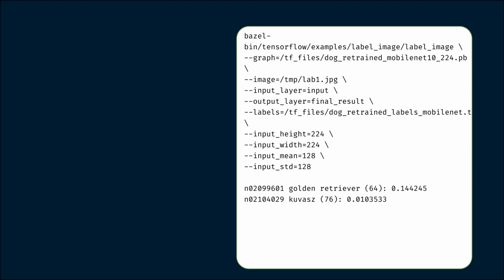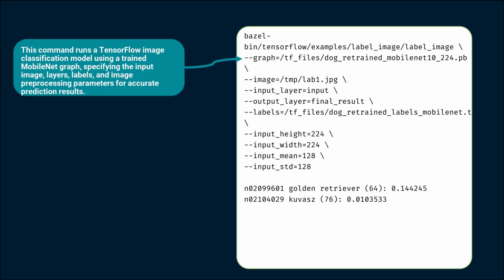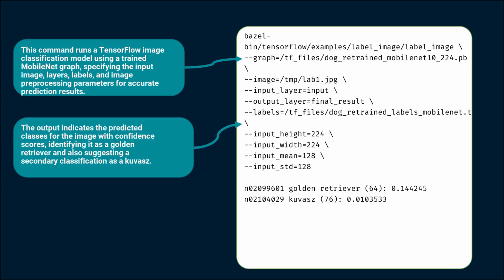Now let's see how we can run predictions using our retrained Mobilenet model. We will use the label image utility provided by TensorFlow for this purpose. To start, we will execute a command that specifies the path to the graph file of our retrained Mobilenet model, which contains all the necessary components for making predictions. We also need to provide the path to the image we want to classify.